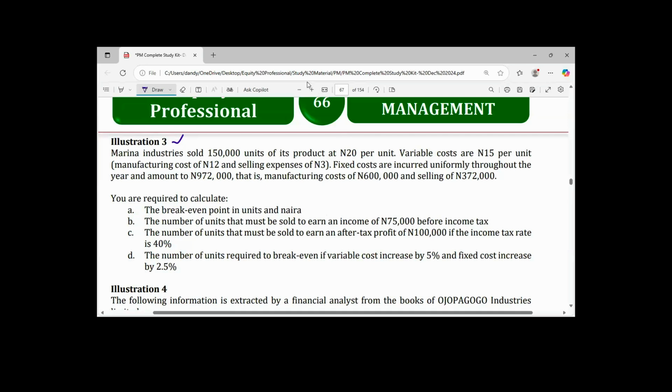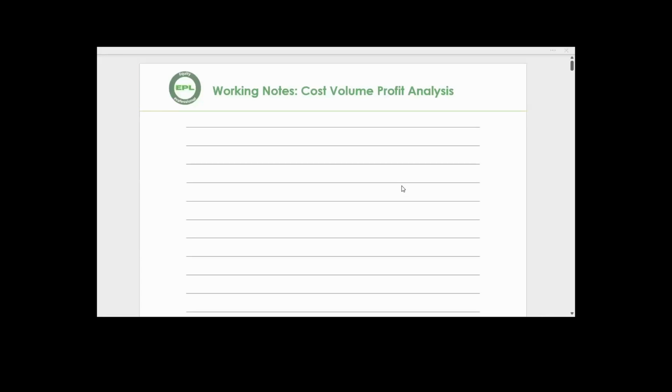So I want to believe you have the question opened at your end. So I will stop sharing and move to the working notes. Okay, the name of this company is Marina Industries Limited. Number A, the examiner is asking you to determine break-even points in units and in naira.